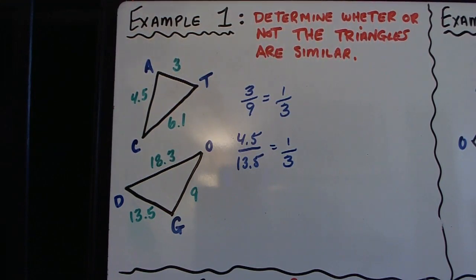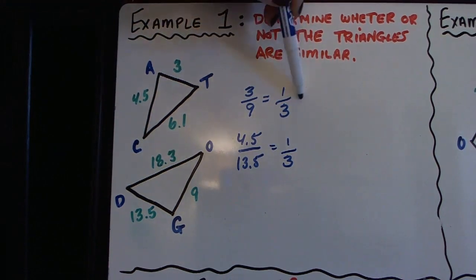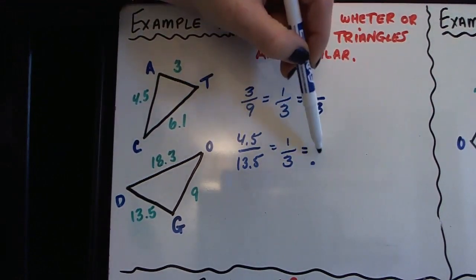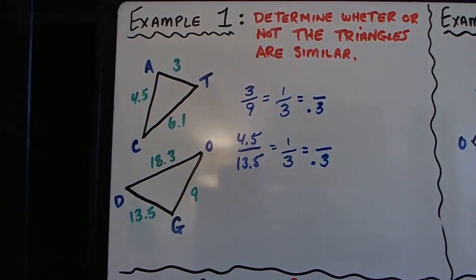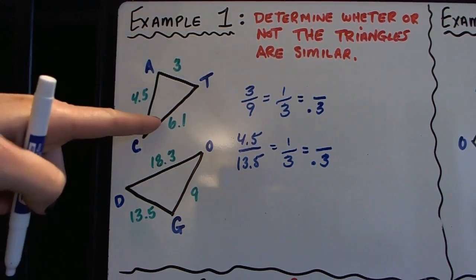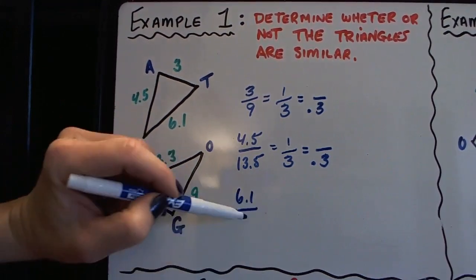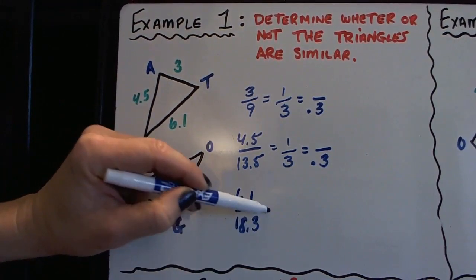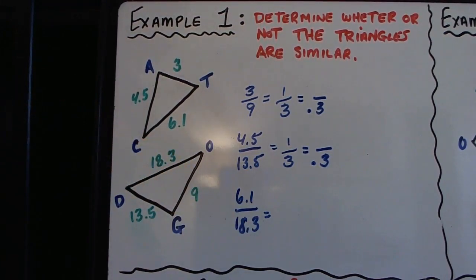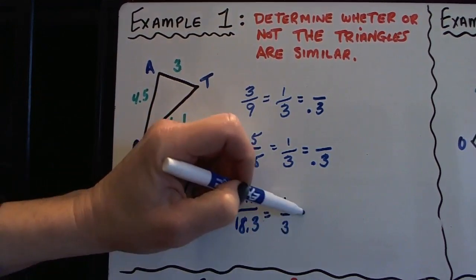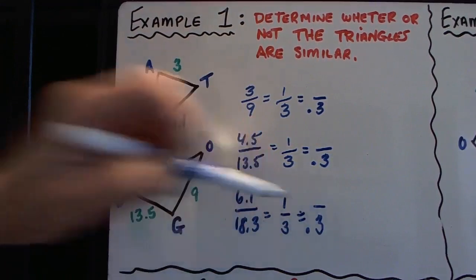And these are things you can do on your calculator. It may give you 0.3 repeating, but you should be able to see that those decimals are exactly the same. Whether you're looking at decimal or the fraction, it works either way. And then we take the last set of sides, the largest side to the largest side. So 6.1 is to 18.3, and when I divide those in my calculator, I can see that it also reduces to 1/3 or 0.3 repeating.